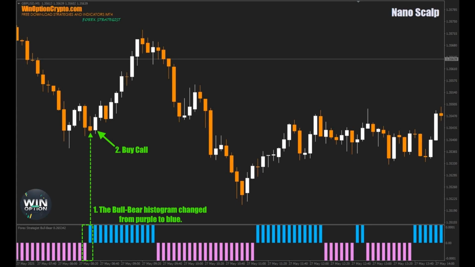So to buy call options, you need to: 1. Wait for the bull-bear histogram bar to change from purple to blue. 2. At the opening of the next candle, we buy the call option.